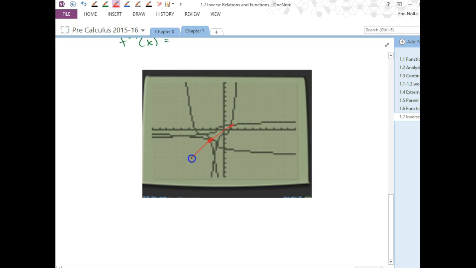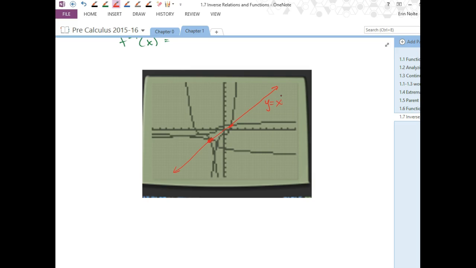Oh, it reflects across the... Exactly. This red line is y equals x. Okay, all that is happening is the function is being reflected over that line. That's right. Okay, so here's a question. What's that?